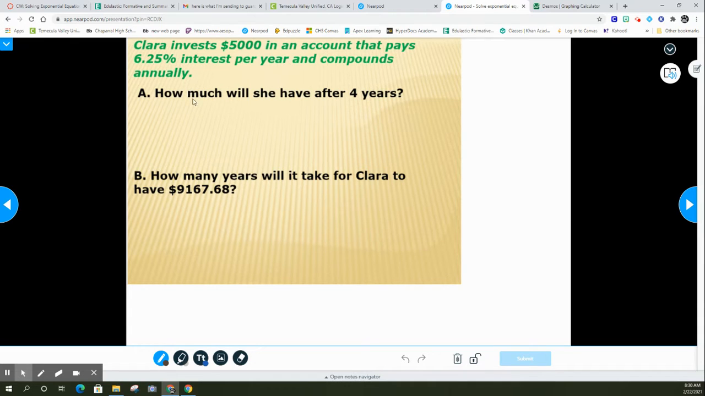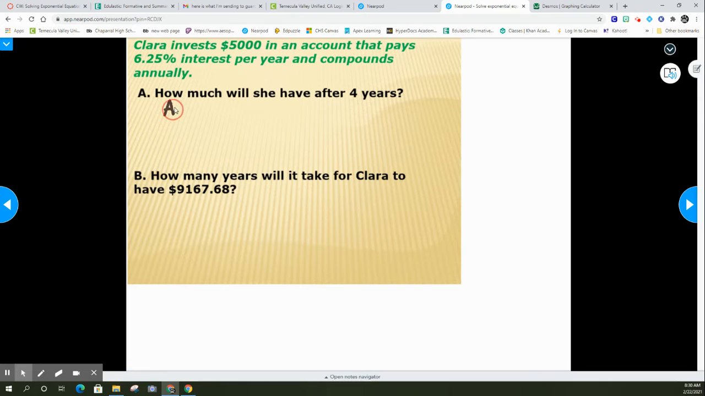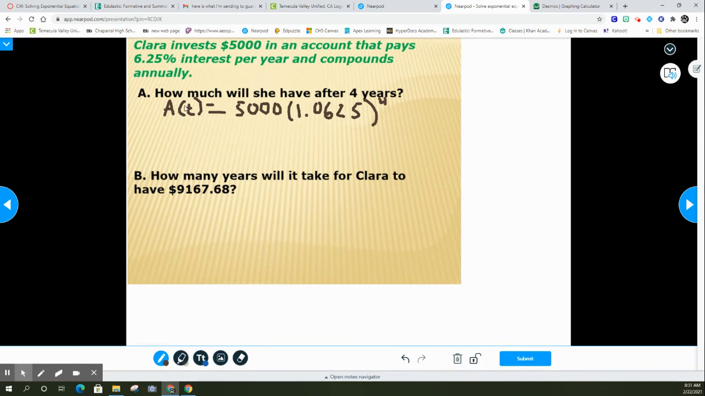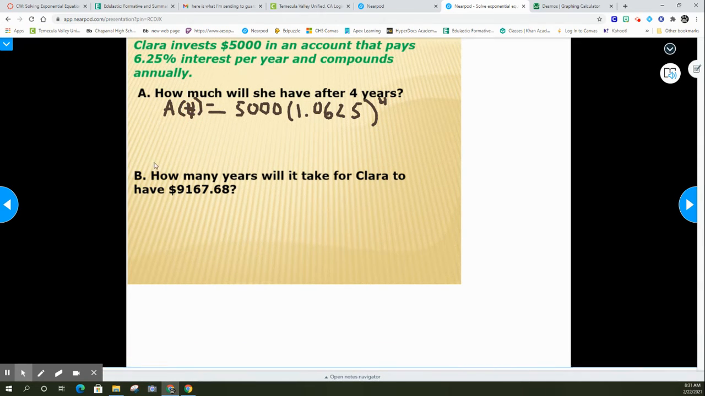Claire invests $5,000 in an account that pays 6.25% interest per year and compounds annually. How much will she have after 4 years? So we can set this up. The amount, A of t, is going to be her initial investment times 1 plus r, so 1.0625 raised to the fourth power. That's when t is 4, which is what we want.